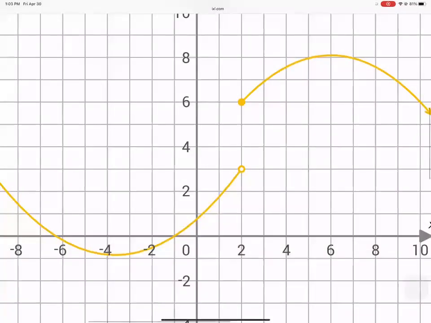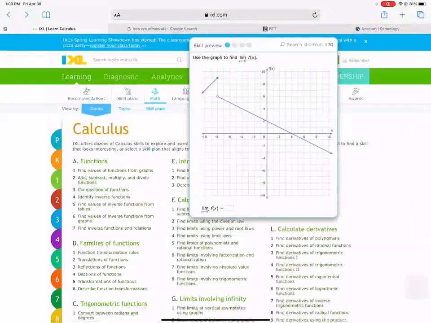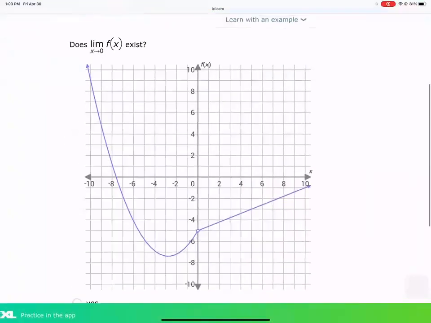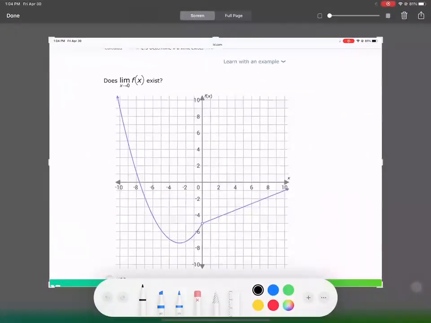Okay, let's look at one more. The last one you guys are going to do today is determining if the limit exists. So I want you guys to take a look at this. Does the limit at 0 exist? I want you guys to really look at the basics. Does the left and right side agree?